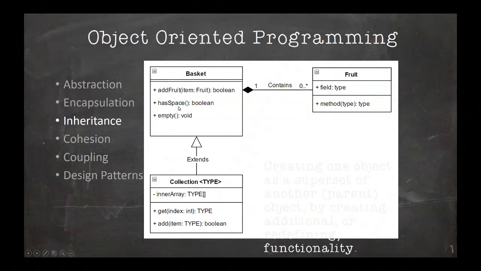Adding fruit has space and empty, so that means anybody using basket still has access to the get and add, but also has access to further objects that basket has added. We have also changed, this is a contains. So basket contains fruit, and it's got a cardinality. That means that each fruit is in exactly one basket, and each basket can have 0 or more fruit.